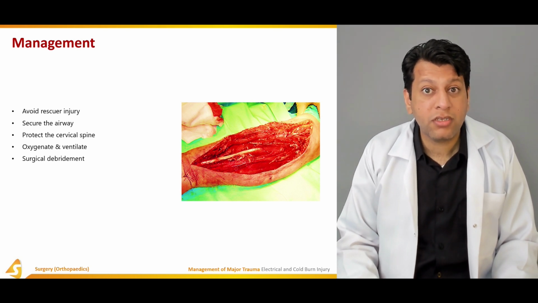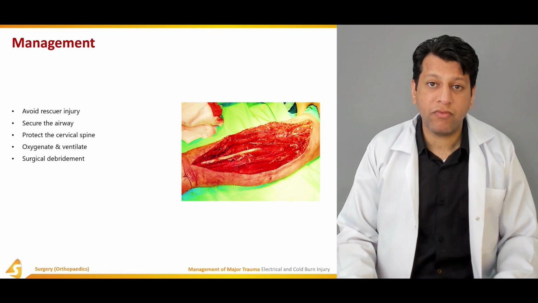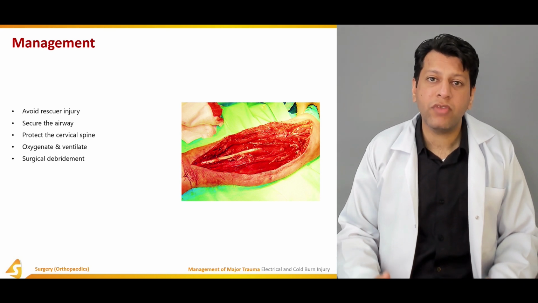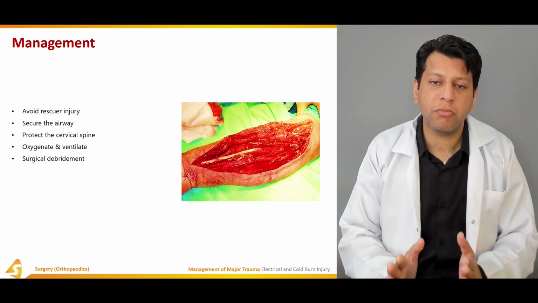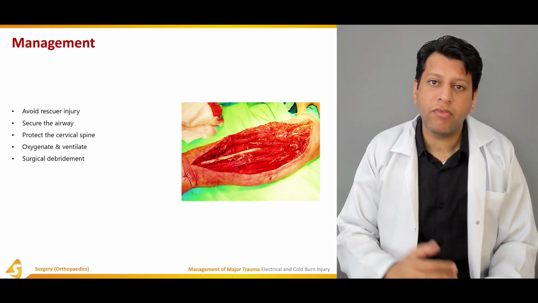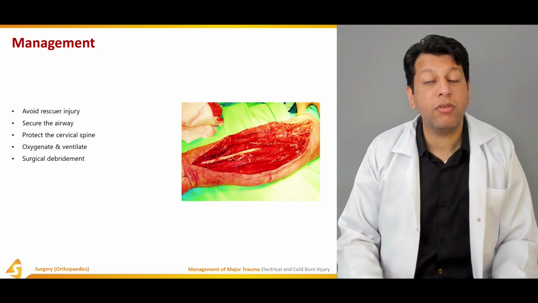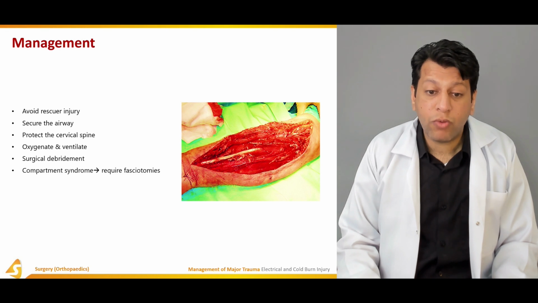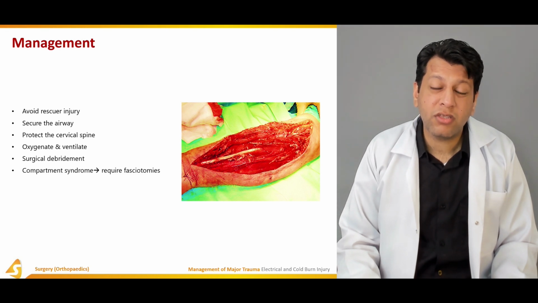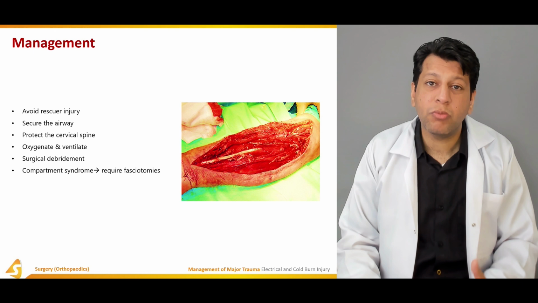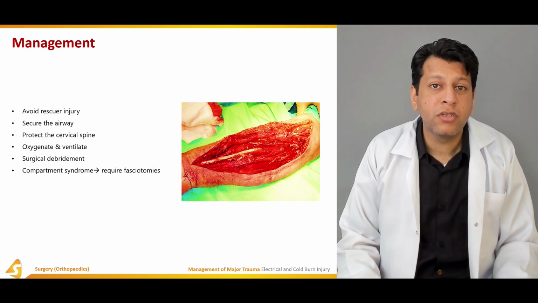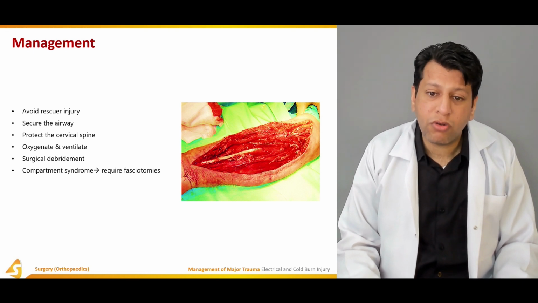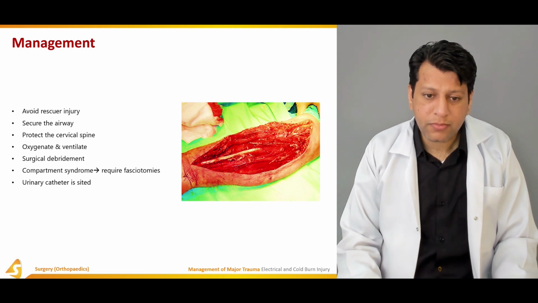Neurologically, they must be assessed, and once we have completed the primary survey, then we can go for the specific problem. For example, if there is dead tissue, we can go for surgical debridement. We may require fasciotomies. Why? Because usually with edema, they may result in myonecrosis. This may be associated with compartment syndrome. So usually fasciotomies are always required as well.